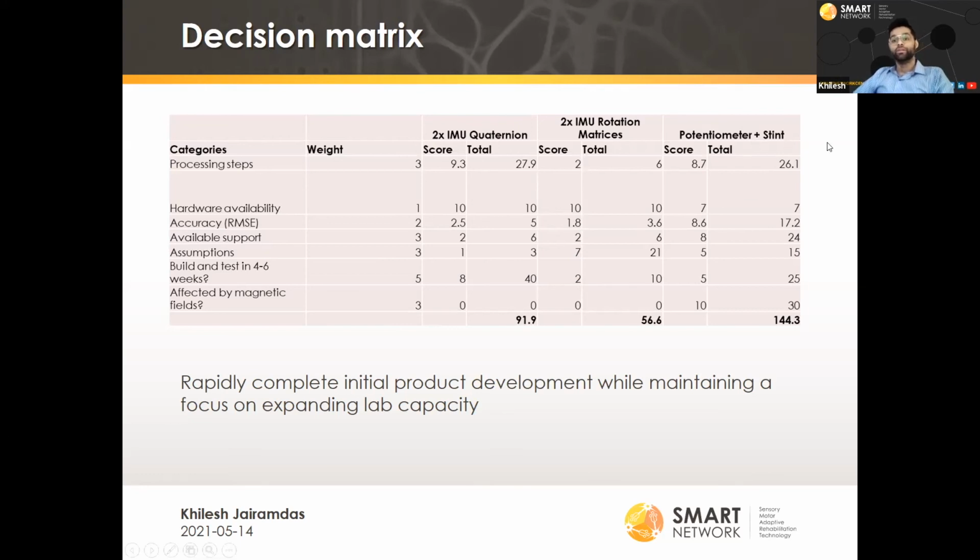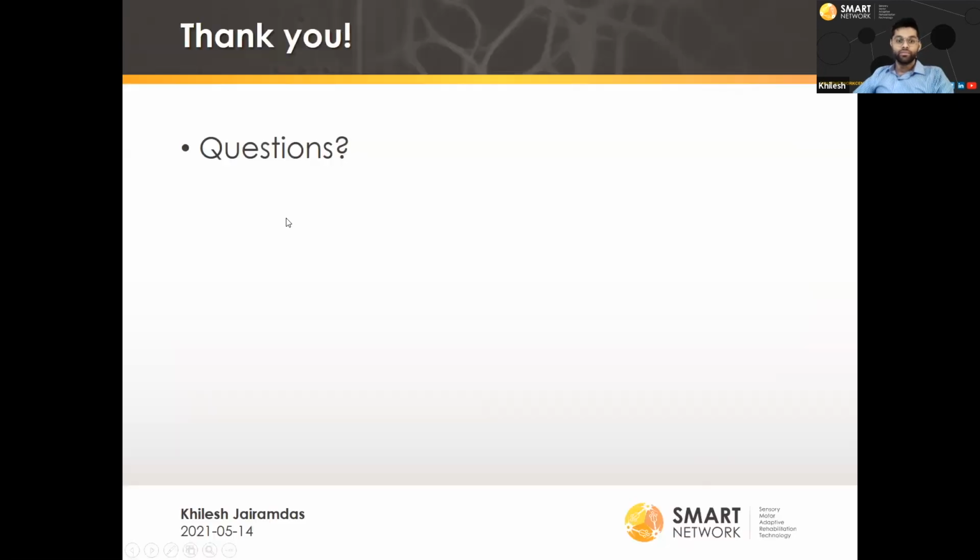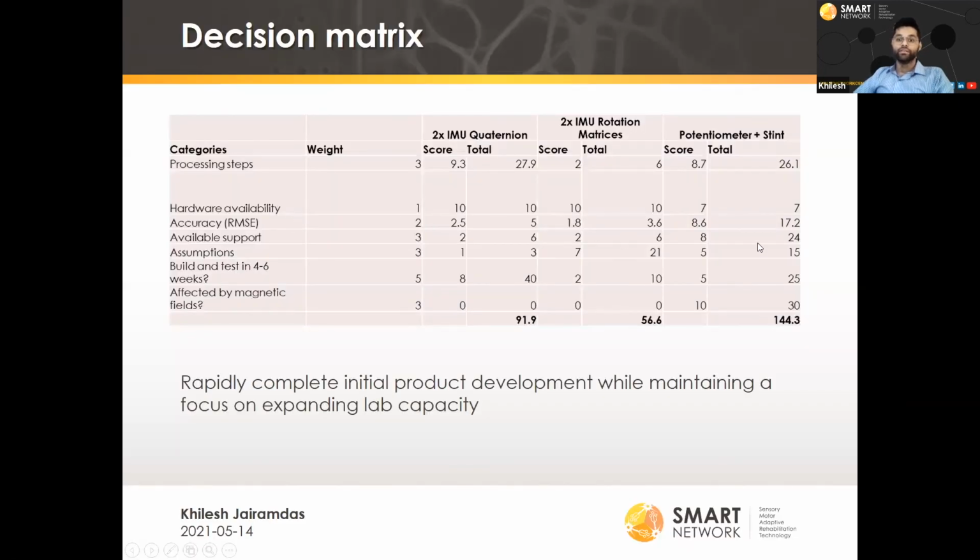So potentiometer plus stint solution, 1 processing step, well 2, but 1 you only have to do once, and then okay, 2 because you also have to compute a derivative once you get the joint angle. So high score there. Hardware availability, it's a potentiometer, they're cheap, they're just really easy to get. So high score there. Support, we don't really need support with something like this. It's just so easy to implement. You could figure it out with no instructions.